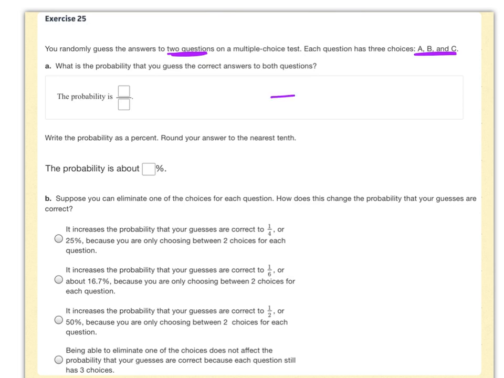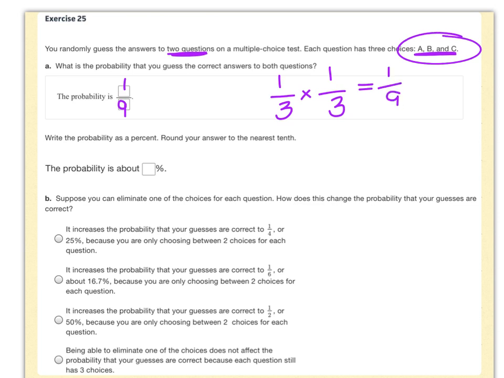You are guessing twice, so I'm going to write down 2 fractions. The number of fractions always matches the number of choices you make. Right, so 2 questions, 2 choices, 2 fractions. The probability that you get question 1 correct, well, there's 1 correct answer out of the 3 possibilities. So there's a 1/3 chance that you get question 1 correct. You're going to guess on the second question. There's also a 1/3 chance on the second question, and that's going to make 1/9, right? 1 times 1 is 1, and then 3 times 3 is 9.